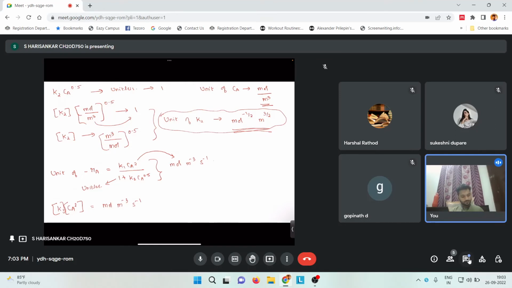Okay, again unit of Ca is mole per meter cube. Then unit of Ca square will be mole per meter cube the whole square. Right. So let us proceed with this.